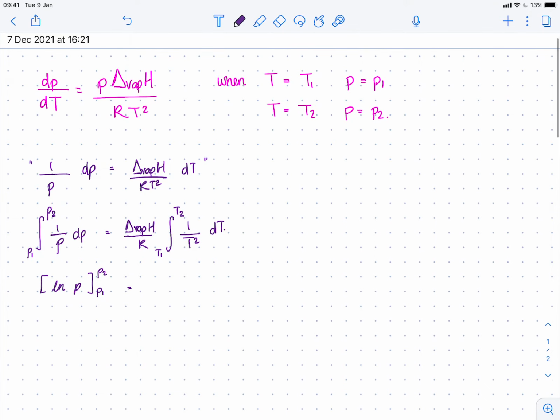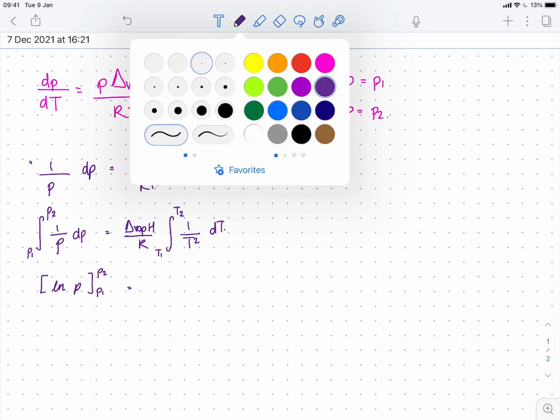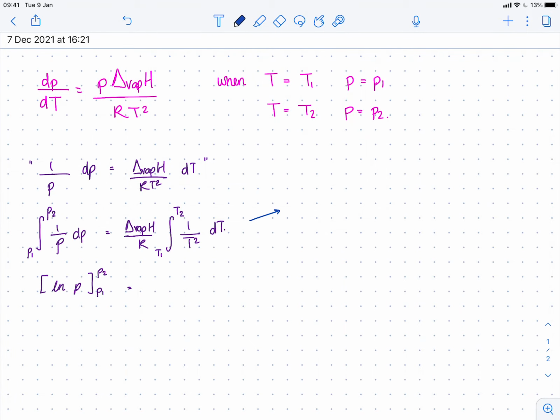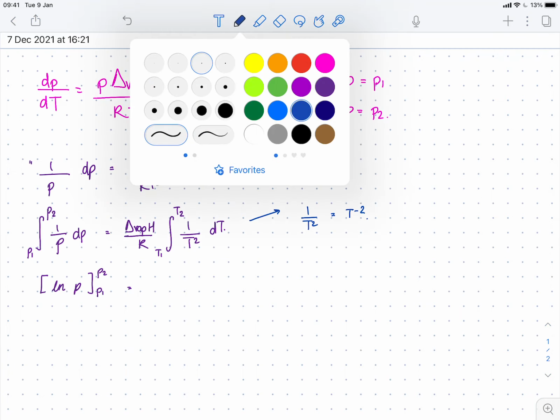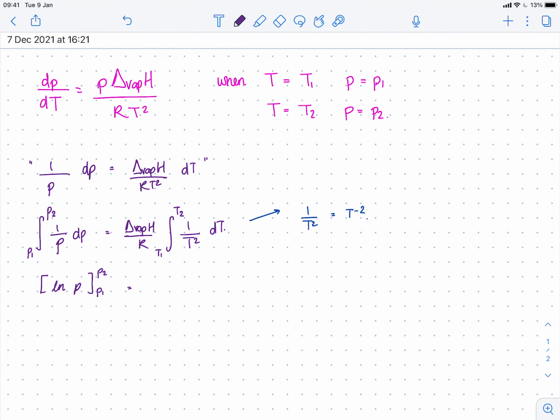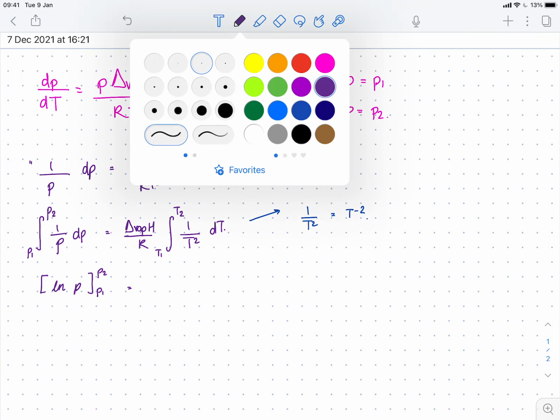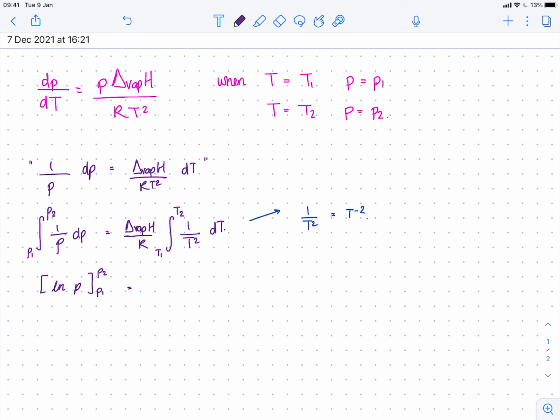On my other side, I'm just going to make a quick aside here to say that 1 over t squared is equal to t to the minus 2. So when I'm integrating this, I'm going to think of this in terms of t to the minus 2. And so I am going to follow my rule for polynomials. Add 1 to the power, divide by the new power. So this is my constants. I'm just going to leave those as they are.